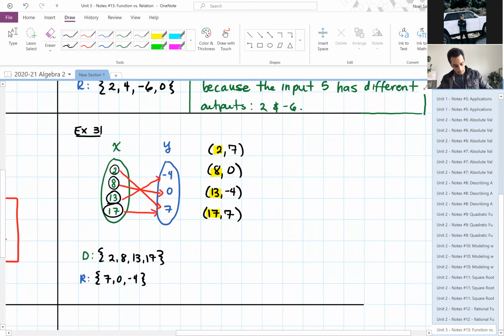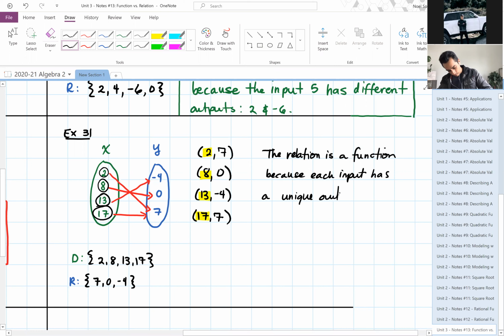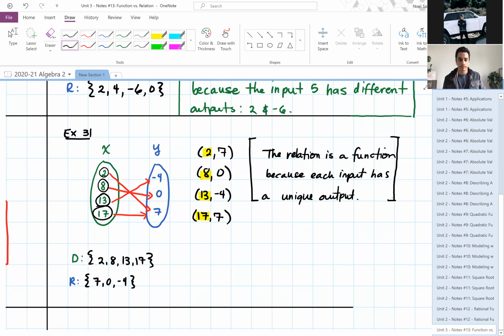So the relation is a function because each input has a unique output. Any questions on that one so far?